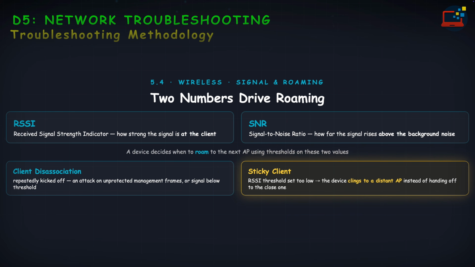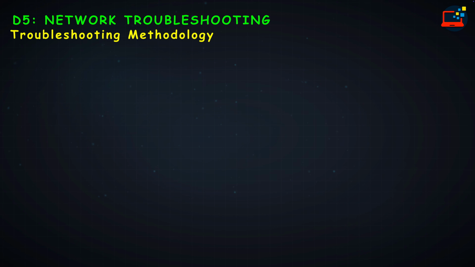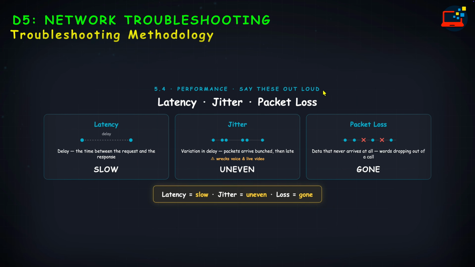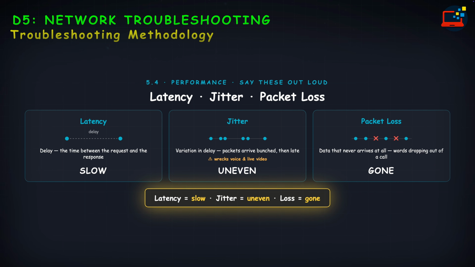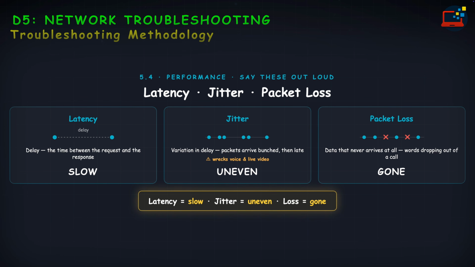And roaming misconfiguration is when access points that share one network name are not configured identically, or the RSSI threshold is set so low that a device clings to a distant access point instead of handing off to the close one, the sticky client problem. That wraps 5.4. The anchor here is the 3-way split. Latency is slow, jitter is uneven, and loss is gone. And jitter is the one that ruins a voice call.